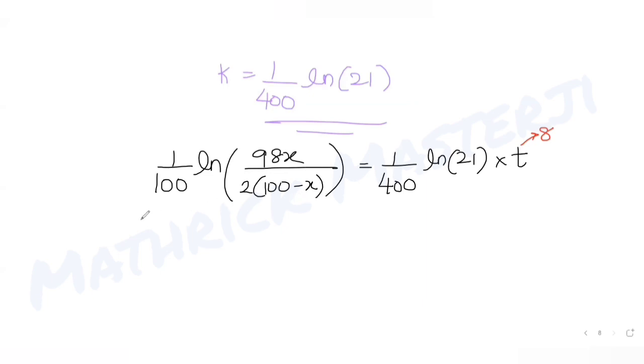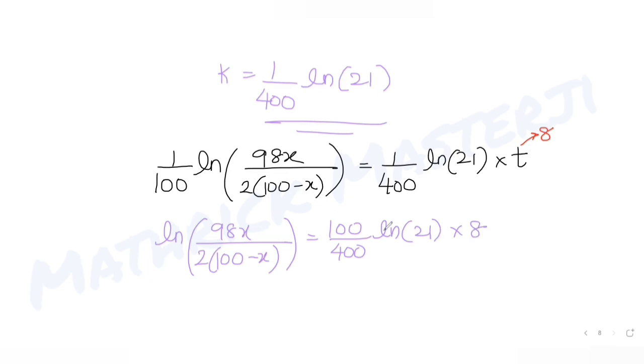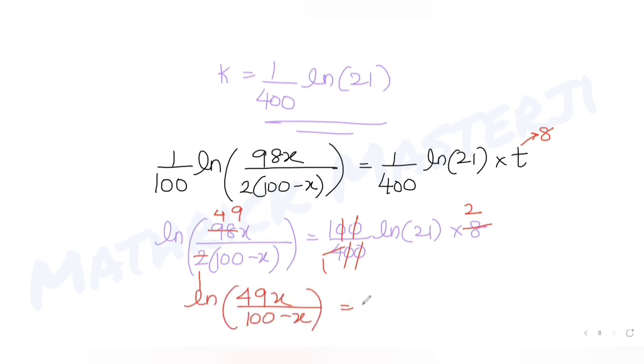If I try to solve this expression, I can first of all cancel this 100 by taking 100 on the other side. So you get log of 98x over 2 times 100 minus x is equals to 100 over 400 log of 21 into 8. If I try to cancel as many terms as possible, this cancels 4 ones, 4 twos, 2 ones, 2 49s. So you get log of 49x over 100 minus x, which is equals to 2 times log of 21.